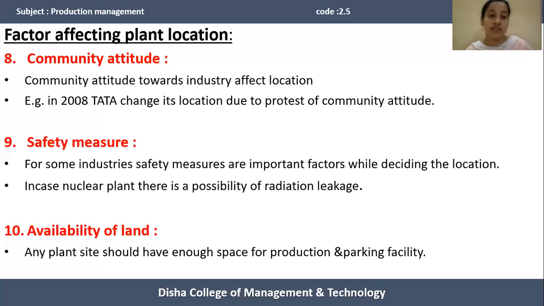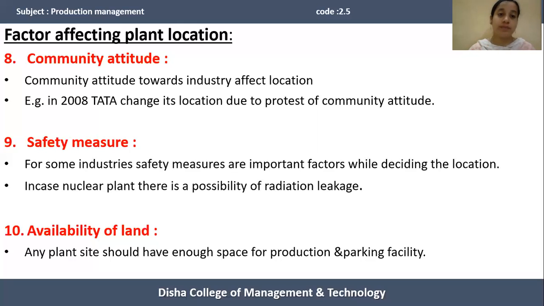So in 2008, Tata changed its location due to the protest of the community. Means in 2008, Tata wanted to install their plant in West Bengal, but due to the community attitude, due to the protest of the people, they shifted their plant to Gujarat. So community attitude also plays a vital role while selecting the location of a plant.